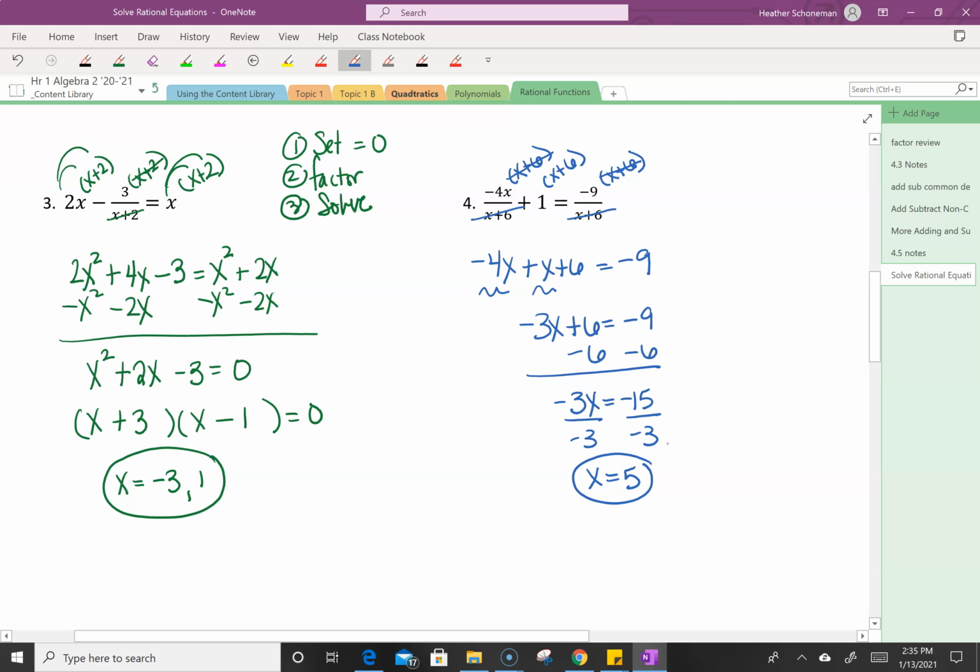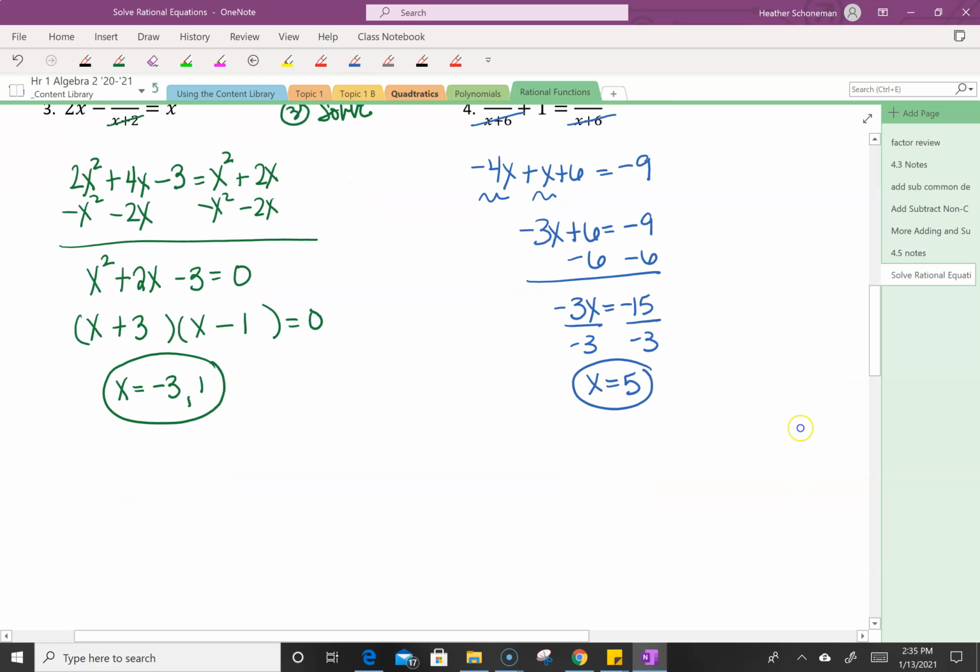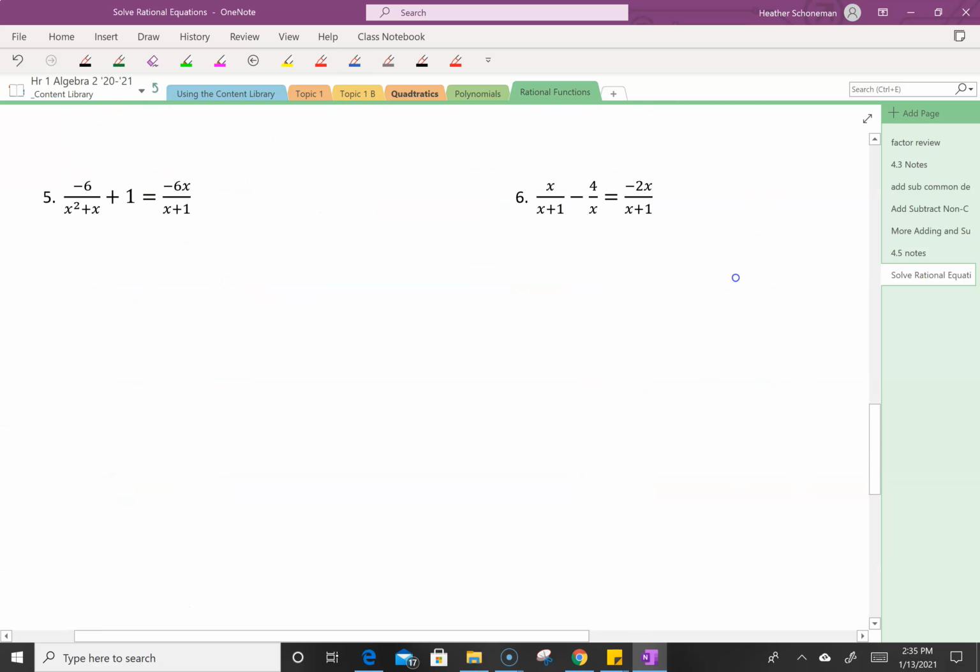I need to check, is 5 extraneous? Does 5 make either one of my denominators 0? The answer is no, so that one works. All right, 2 more problems.